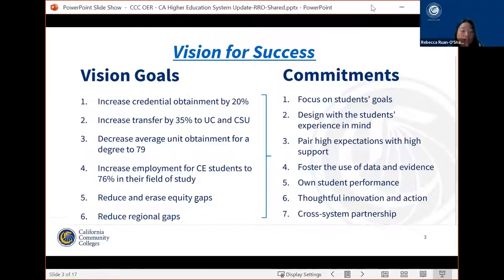Quickly, vision for success for our system. That is our collective North Star. The vision goals are all about improving student outcomes. And it's important to highlight that the vision very much focuses on equitable success and closing achievement gaps, both from a population perspective and from a regional perspective. Next slide, please.